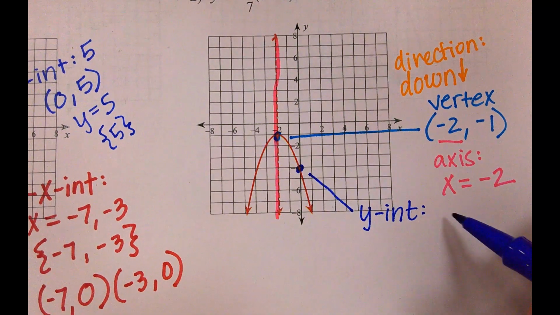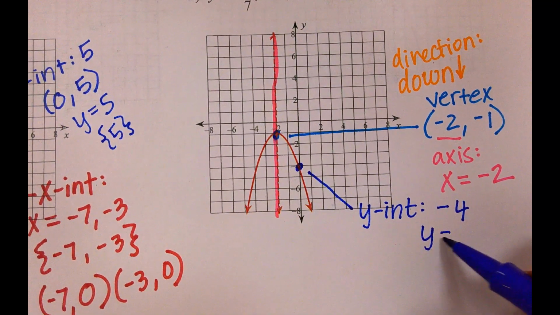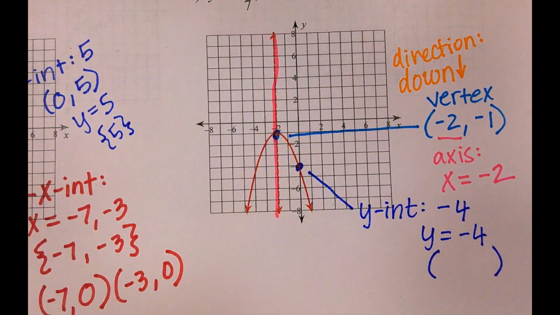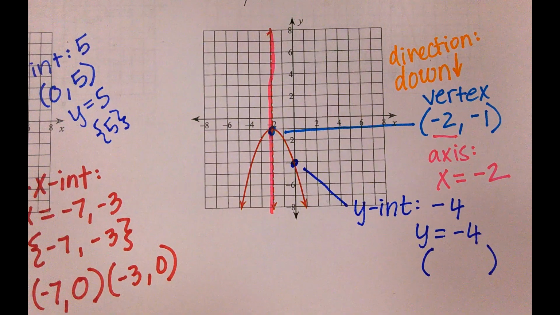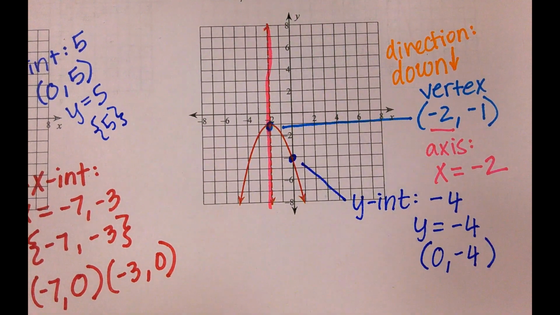So I can write y equals -4. Or what would my coordinate be? 0, -4. Yes, 0, -4.